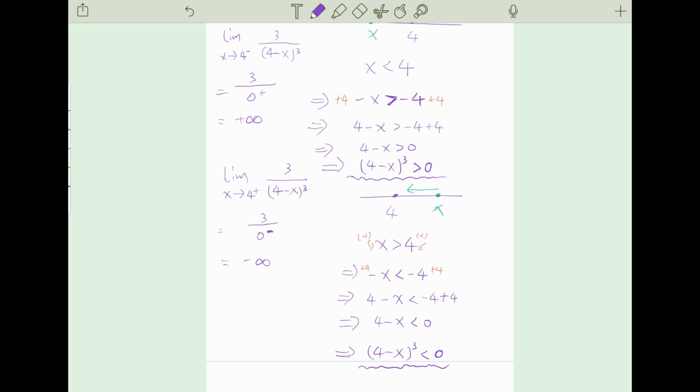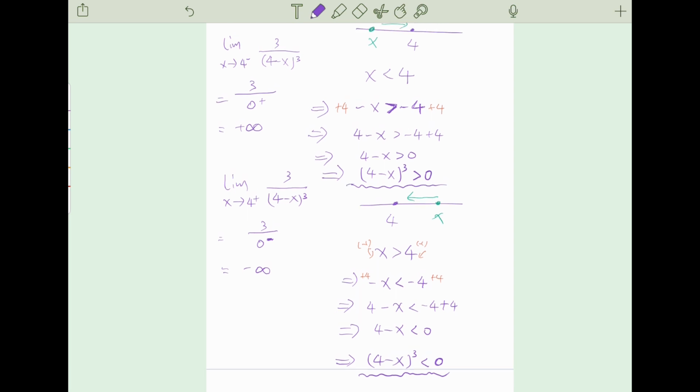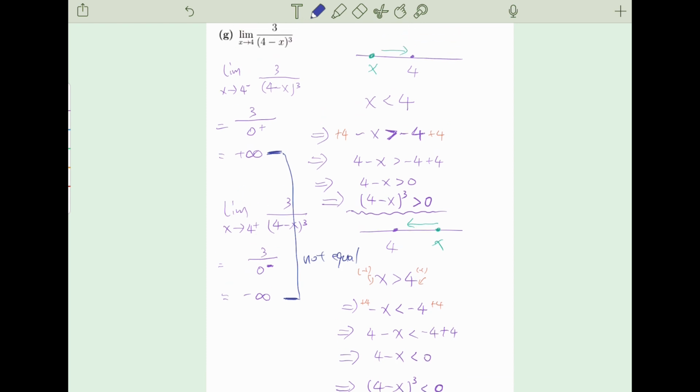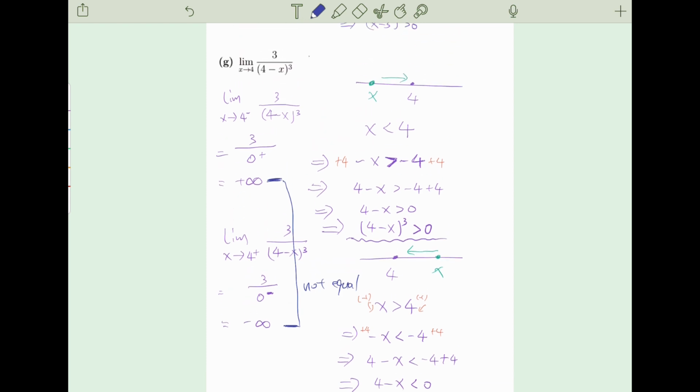So include this step. So now we have the left limit at positive infinity, while the right limit is negative infinity. And we see that they're not equal. So the overall limit does not exist. Okay, for this reason. So that is our question G.